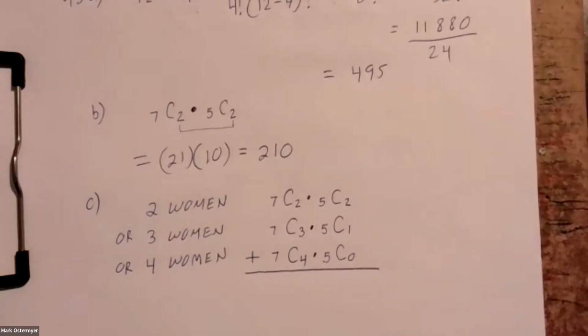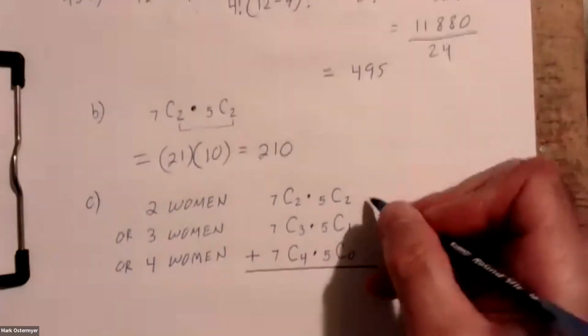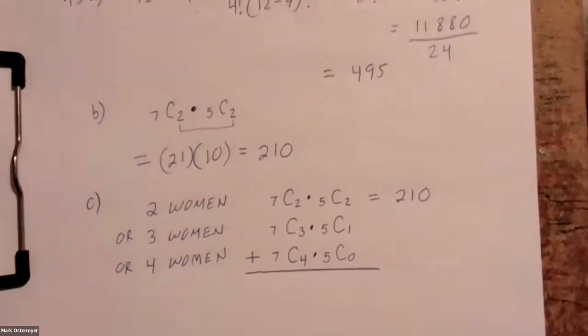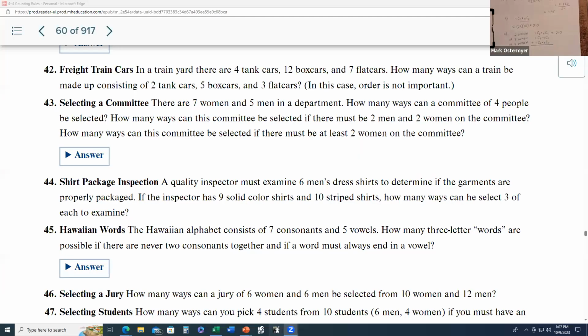Now, the first one is going to give you 210. And how would you do that on your calculator? Well, I can show you how to do the first one on the calculator, and then you'll know how to do the other ones.